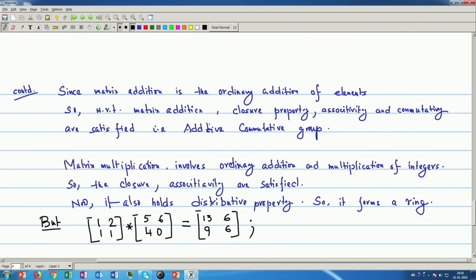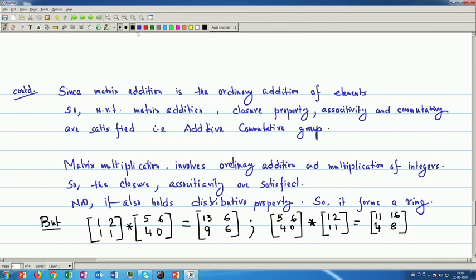Now, if we take the same matrices 5 6 4 0 and 1 2 1 1 in a different order, that means AB and BA. So, 5 plus 6, this is 11, then this is 10 plus 6, it is 16, then 4 0. So, this becomes 4 and this becomes 8.